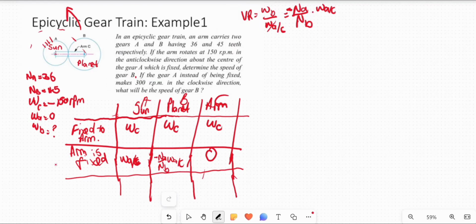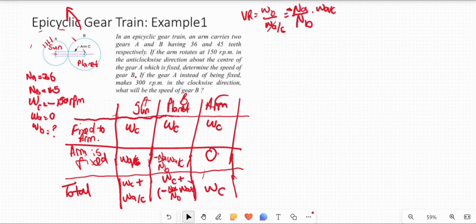Let's go back to the whiteboard. So the total, the sum, that's all we're doing. That's adding, right? The speed of the sun is equal to omega C plus omega A with respect to C. The speed of planet B is equal to omega C plus negative NA over NB times omega A with respect to C. Close that, and this total is going to be equal to omega C.